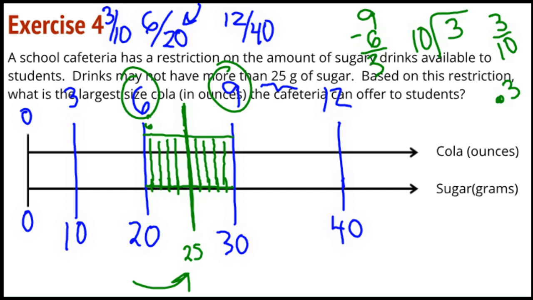So this is 6 and 3/10, and 6 and 6/10, and 6 and 9/10, and 7 and 2/10, and 7 and 5/10. Oh. So I've just reached the line that is halfway in between. And I just found out that 7.5 ounces of cola is equal to 25 grams of sugar. So based on the restriction, the largest size cola the cafeteria can offer the students is 7.5 ounces.